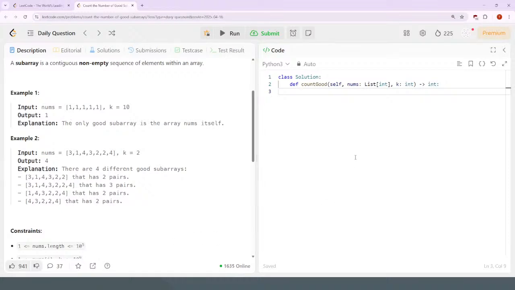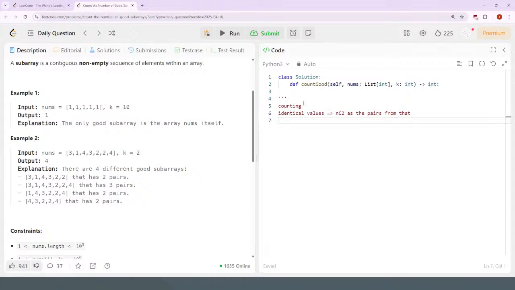Alright, let's go ahead and consider how to do this. So for counting stuff, if you have some number of identical values in your subarray, then it'll be n choose 2 as pairs from that. So if there's 5 identical values, then there'd be 5 choose 2, which is 10.